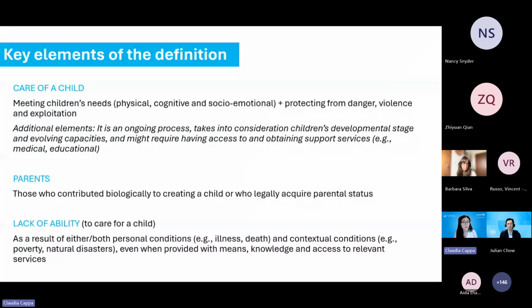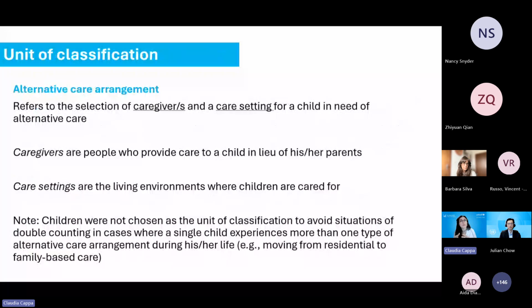The unit of classification is the alternative care arrangement. So it's not the child. Why? Because a single child might have several different alternative care arrangements over a certain period of time. So the unit of classification is the alternative care arrangement. But of course, these numbers can be aggregated at the care arrangement level or also at the individual child level, depending on the type of calculations and numbers we are aiming to produce.